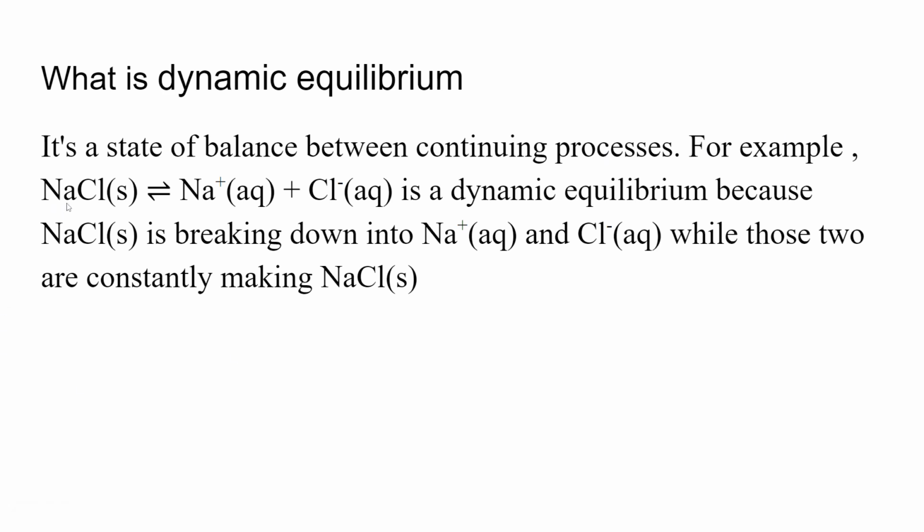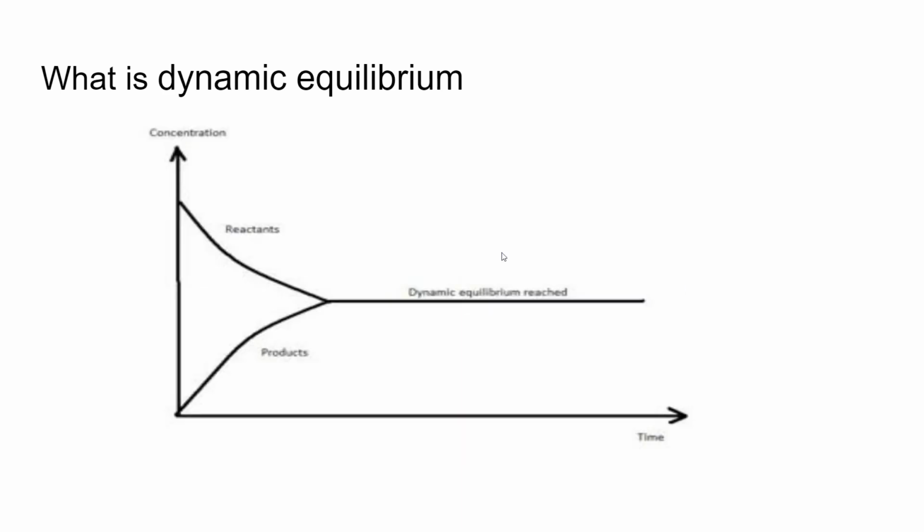For example, here we have NaCl, and then it's in equilibrium with Na+ and Cl-. So it's in dynamic equilibrium because NaCl is breaking down into Na and Cl, while those two are continuously making NaCl. Next, here is a chart just to show what's going on. We start off with the reactants, and then as the reactants are used, we get the product, and then they will equal out, and then they will reach dynamic equilibrium.